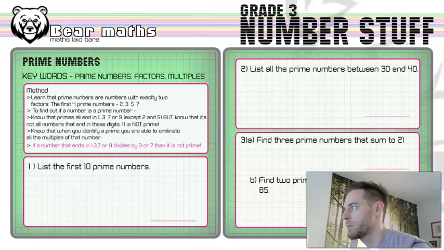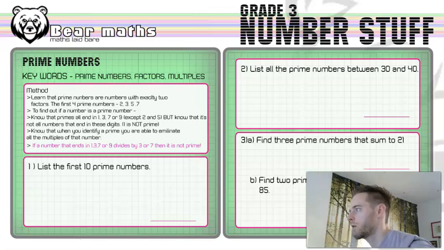This video is on prime numbers, and the keywords I've got for you are prime numbers, factors, and multiples. Now, prime numbers are numbers with only two factors. Factors are numbers that fit into given numbers exactly, and multiples are the times tables of a given number. If you'd like to know more about factors and multiples, please watch the previous videos that I made.